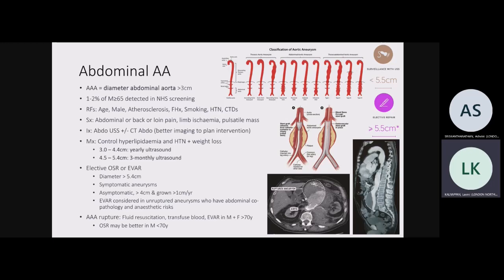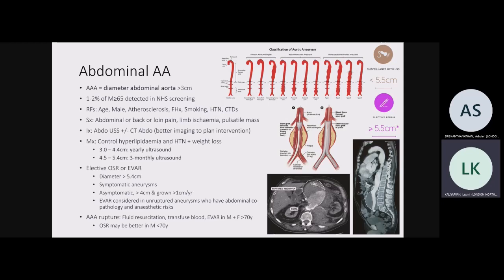Management is, this is an emergency, so you'd go with an A to E management, fluid resuscitate these patients and transfuse blood when you can get it, because obviously they are leaking blood. You would consider emergency EVAR if your centre can offer it in males and females over the age of 70. Generally in younger patients you would go for open surgical repair, so less than 70. And the picture on the side, so you can see on the CT, is essentially a ruptured aneurysm where blood is filling into a false lumen there.